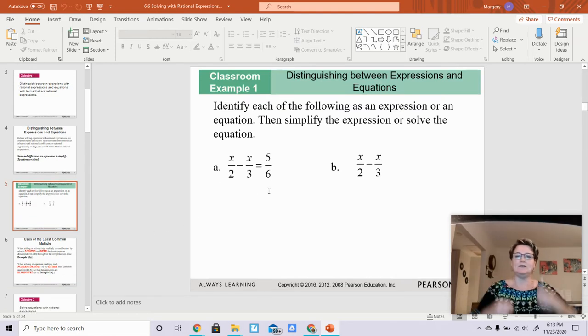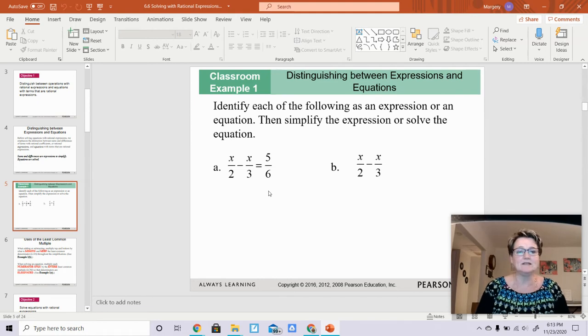First of all, in order to distinguish between expressions and equations, equations have equal signs, expressions don't. Equations, you're solving for something. Expressions, you don't, you just simplify. Well, this is x over 2 minus x over 3 equals 5 sixths. What we're going to do is solve for x.